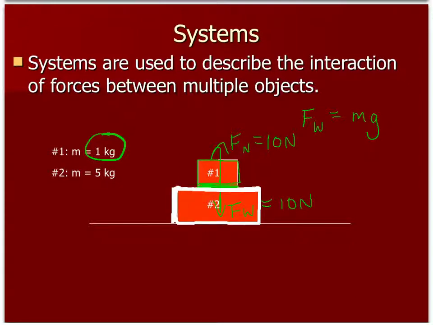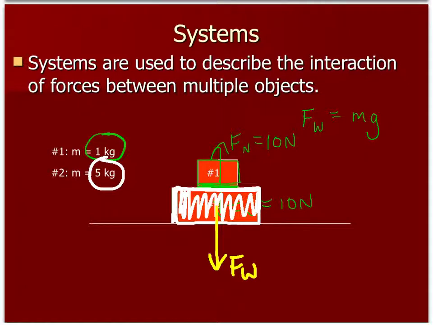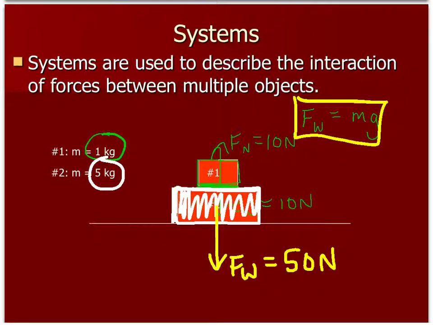When we look at block 2, we know block 2 has a mass of 5 kilograms. So if I'm just looking solely at block 2, we know that it's also going to have an FW, which is going to act straight down. And again, FW is m times g, so 5 times 10 is going to give me a weight for block 2 of 50 newtons.